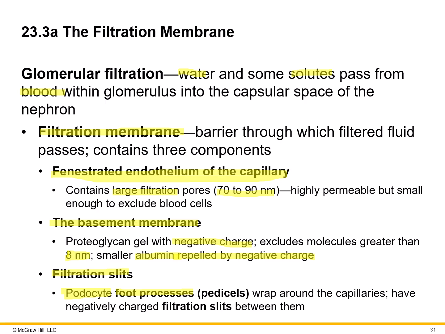So between these foot-like processes are the filtration slits, the last element of the membrane that our filtrate would need to pass through to officially make it into the capsular space. So this is the direction that we're going. If you are in the blood, you would have to make it through a fenestrated capillary. You would then have to make it through the basement membrane and the filtration slits in order to enter the capsular space. And this would be from the blood.